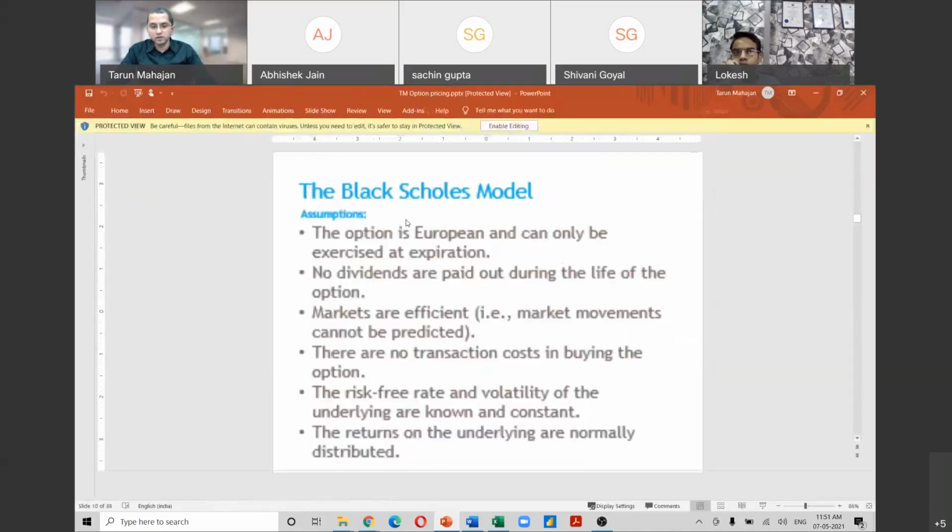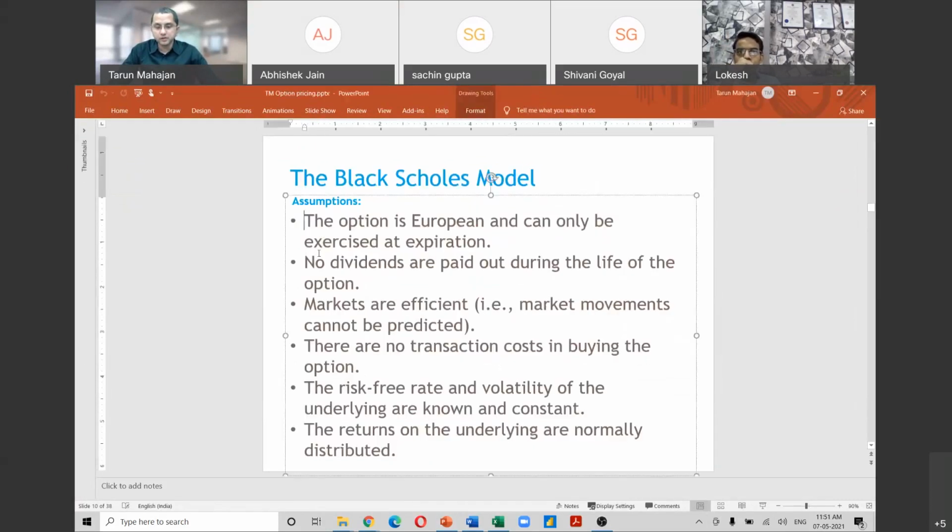Meanwhile, I'll quickly tell you the assumptions which are used in the Black-Scholes and Merton pricing model. The Black-Scholes model is for European options. It cannot make valuation of American options or other exotic options like Bermuda options. It assumes that dividend is not paid during the period of the option. It assumes that markets are efficient. You know, there are theories of market efficiency: weak form, semi-strong form, strong form. Markets are efficient means it is difficult to predict the share price. There are no transaction costs in buying and selling of options. This is another assumption of the Black-Scholes model.